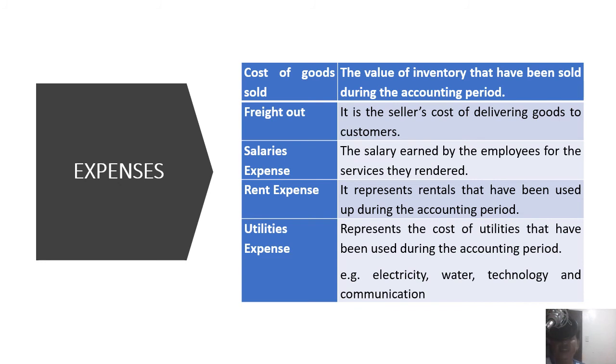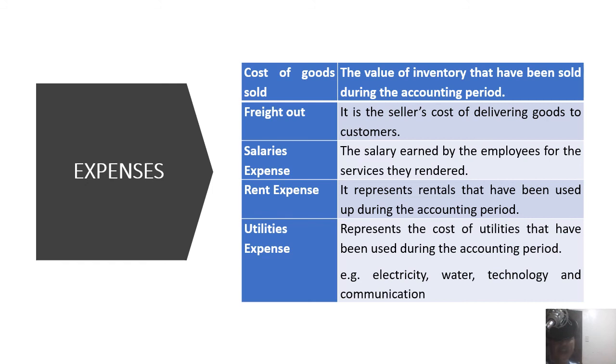It represents rental that has been used up during the accounting period. We said earlier that prepaid rent, when not yet used, is prepaid. But when it has been used, for example, you paid for a whole year from January to December 2021, that is still prepaid. But what if we are now in March? If it is March now, January, February, March, that is 3 months used. So, that means it is now an expense. It is no longer prepaid. So, you need to record the 3 months as expense.